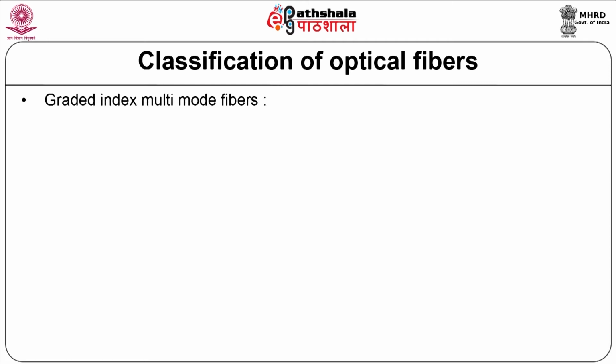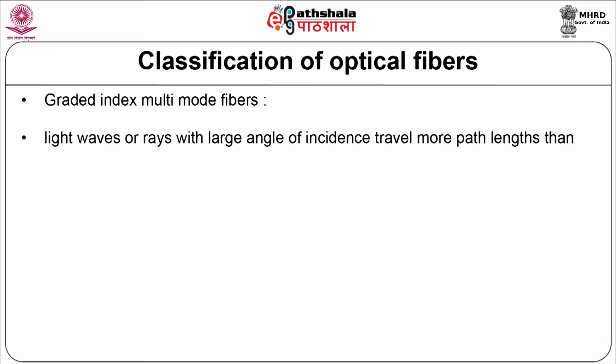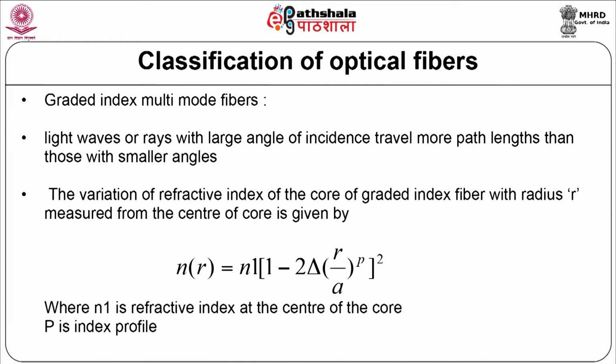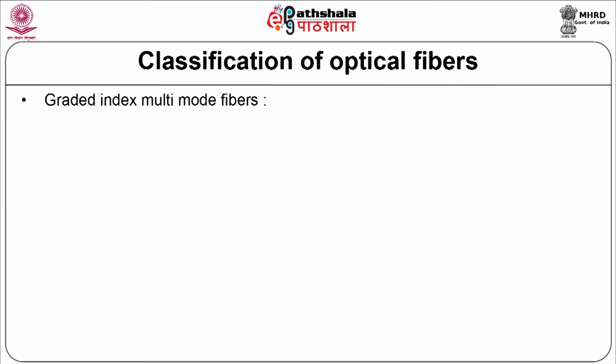Graded index multimode fiber. Light waves or rays with a large angle of incidence travel more path length than those with smaller angles. The variation of refractive index of the core of the graded index fiber with radius r, measured from the center of the core, is given by the following equation. In this, N1 is the refractive index of the cladding, delta is the refractive index difference, and P is the index profile.